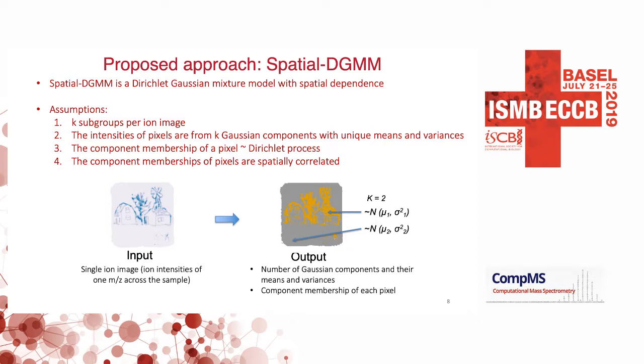In order to do this, we propose spatial DGMM. Spatial DGMM is a Dirichlet Gaussian mixture model with spatial dependence. We assume that there are K subgroups per ion image, and the ion intensities of pixels come from K Gaussian components with unique means and variances. The component membership of a pixel follows a Dirichlet process, and the component memberships of pixels are spatially correlated.